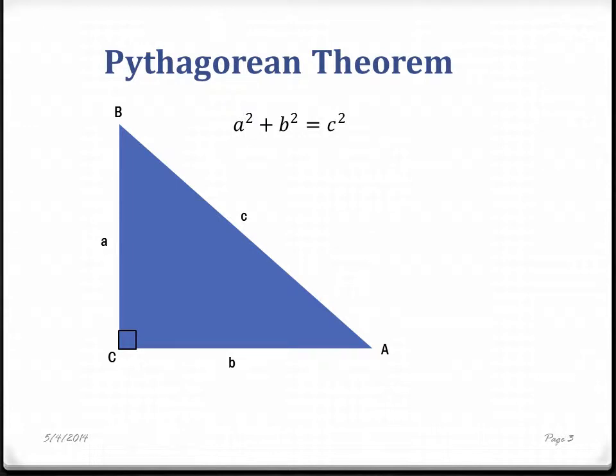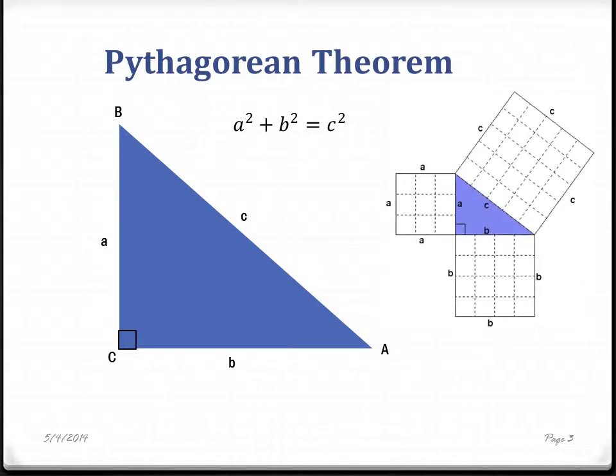A picture representation of the Pythagorean theorem shows that the sum of the areas of the two squares on the legs of a right triangle equals the area of the square on the hypotenuse. In this case, 3 squared plus 4 squared equals 9 plus 16, which is the same as 25, and that equals 5 squared. Note that this formula is only true for right triangles, which means that one angle measures exactly 90 degrees.